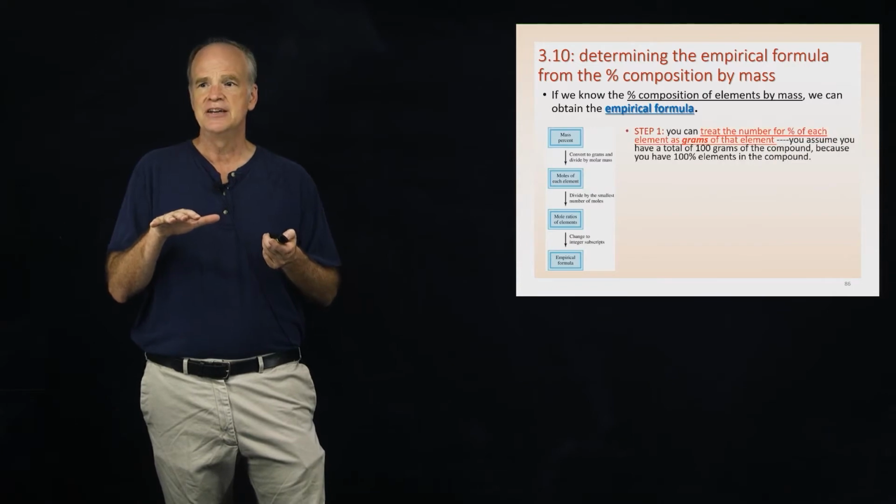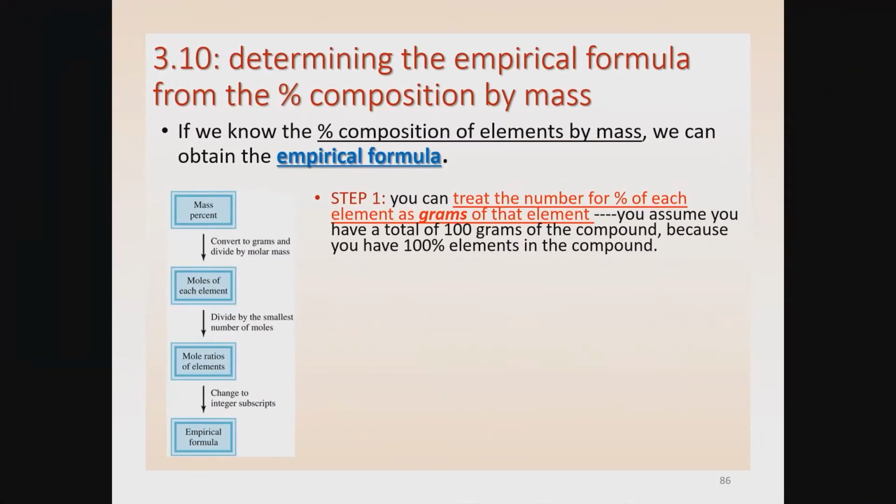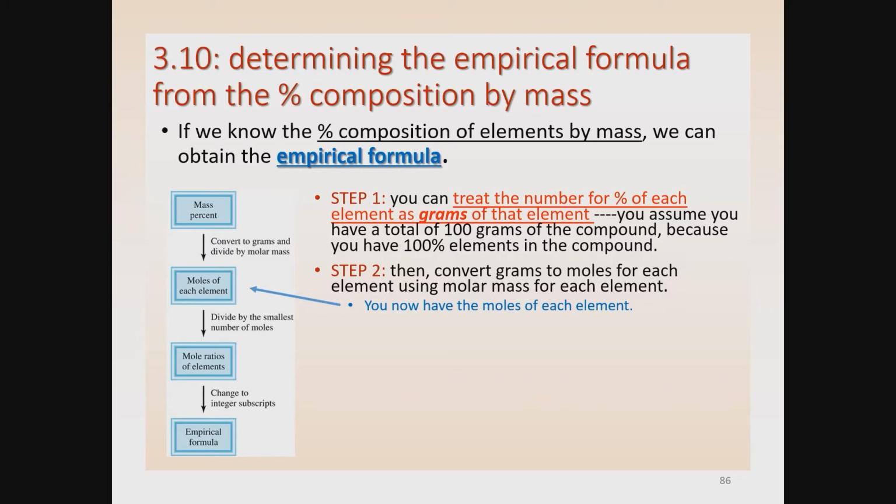So the first step is to take any numbers that you see as percentages and just convert them to grams. Just take the same number and convert it to grams. That is possible because remember the percentages we have are by mass, so those mass ratios should be the same whether you use percentages or grams. Then, for each element, once you have it in grams, you have to use the molar mass to convert it into moles. And then after that, you have a relative mole ratio of the elements.